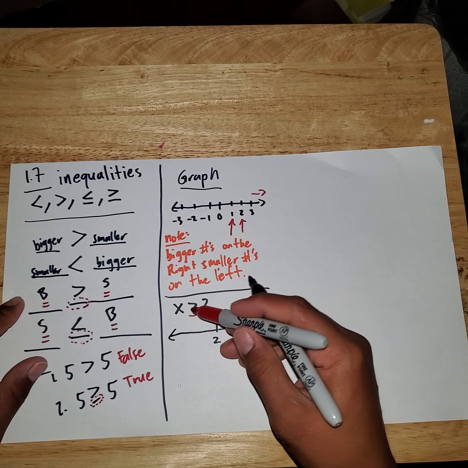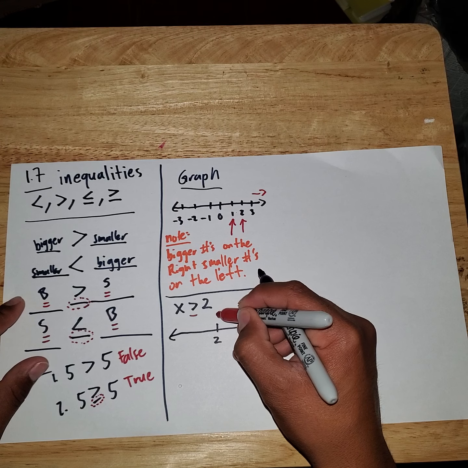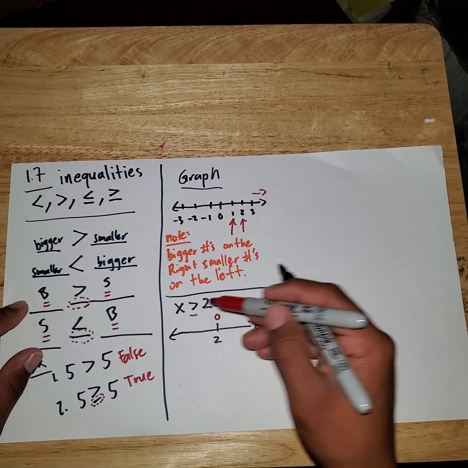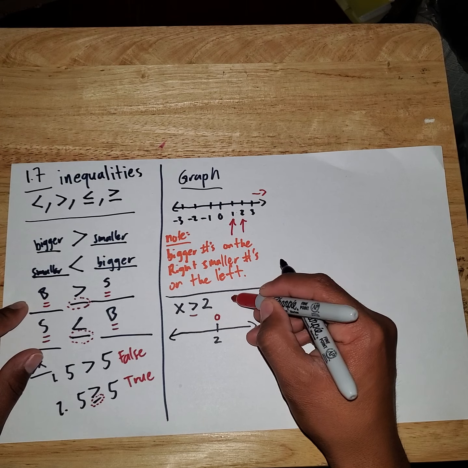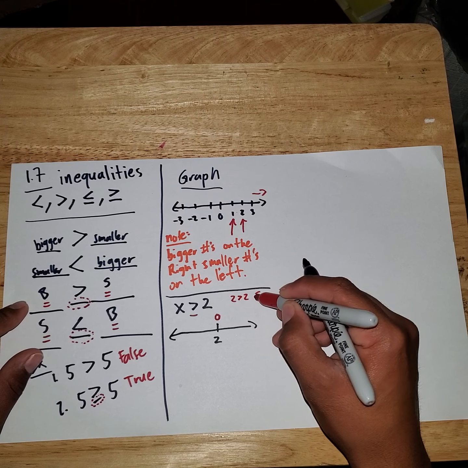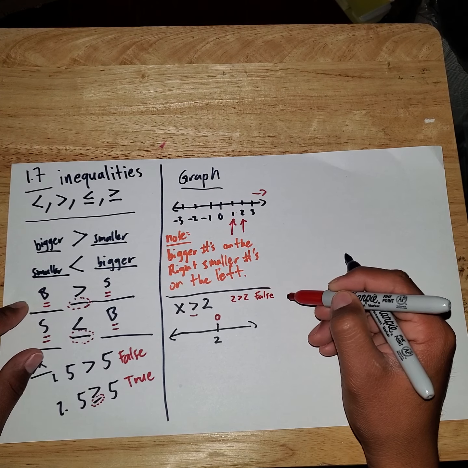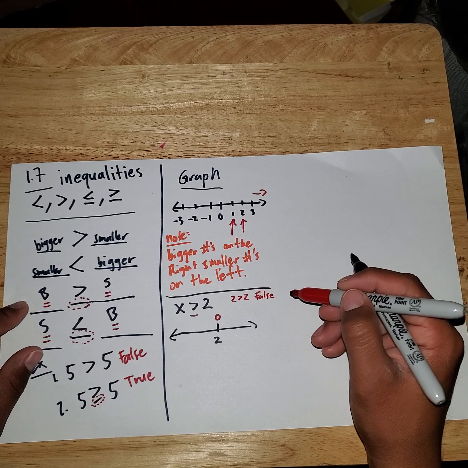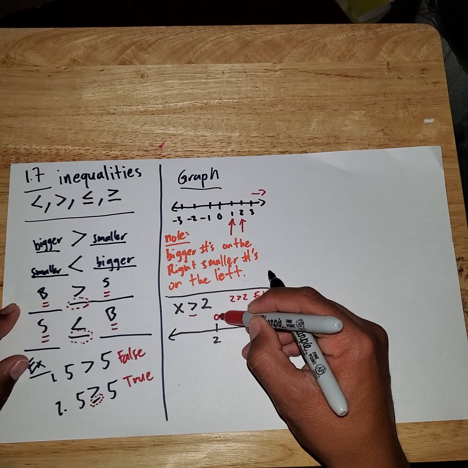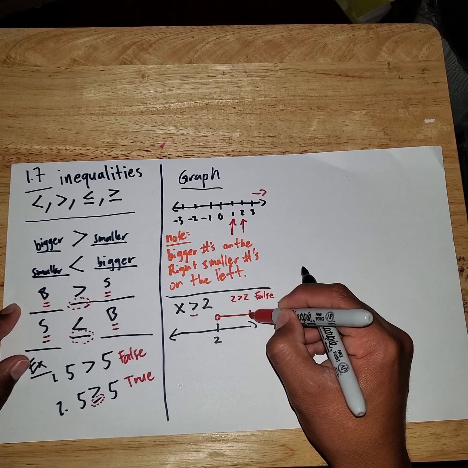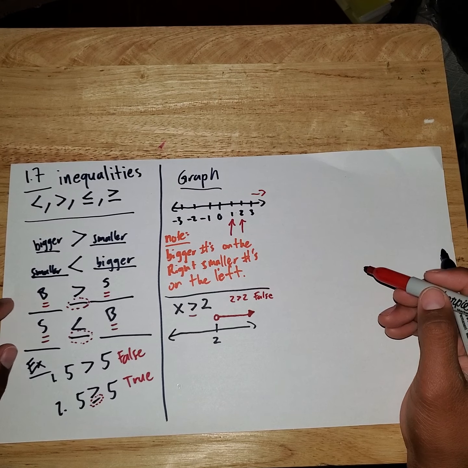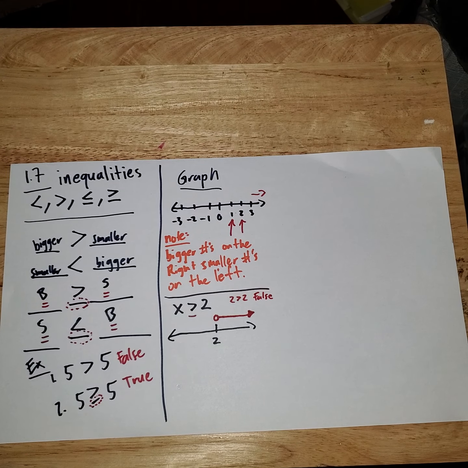But x cannot be equal to 2. So that's why I put an open circle here. Because if I plug in 2, that would mean 2 is greater than 2. And this is false. So I can't have that. So that means I'm going to have this open circle here at 2. But then I know all the numbers that are bigger are always on the right. So that would be my solution if I use a graph.